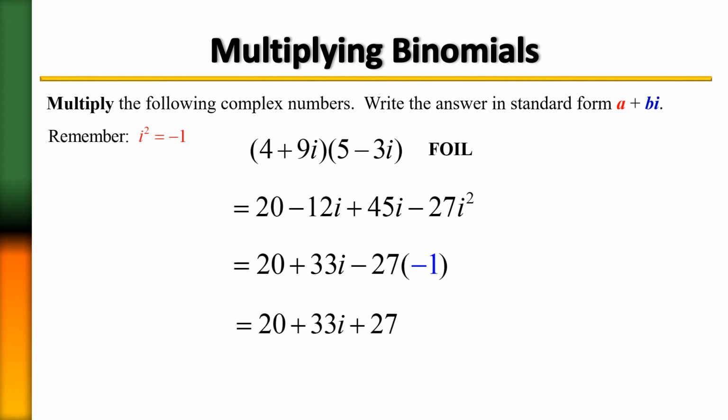Next, we're going to combine our real numbers together. 20 plus 7 equals 47. Writing our answer in standard form would be 47 plus 33i.